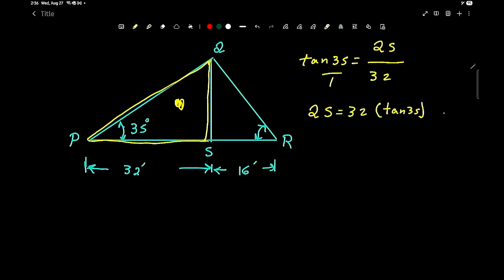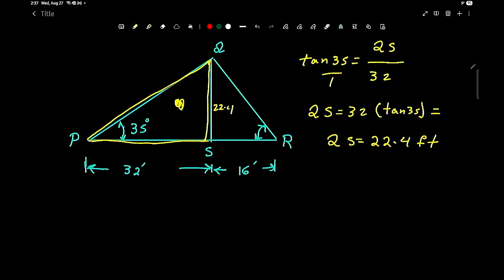And that should come out to 22.4 feet. Let me double check that myself too. So now we know that this is going to become basically 22.4.